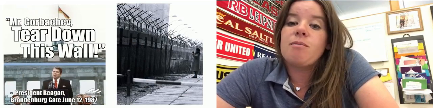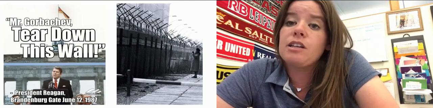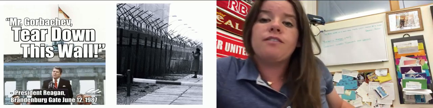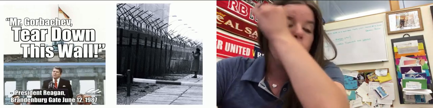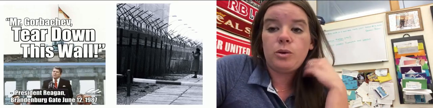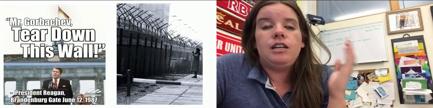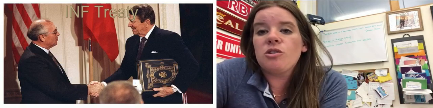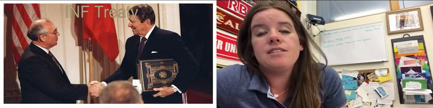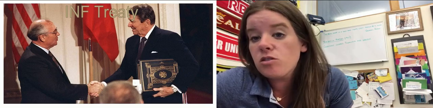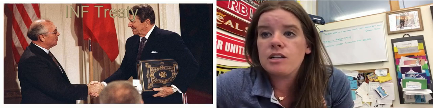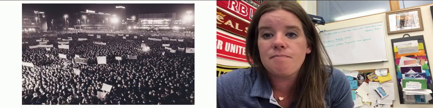Now, this is where you get the famous thing with Ronald Reagan. Ronald Reagan's going to go to the Berlin Wall. He's going to make this famous speech that says, "Mr. Gorbachev, tear down this wall. We need to end this border between East Berlin and West Berlin." Now, this also contributes to what's known as the INF Treaty, which basically bans intermediate missiles and bombs from being sent from the USSR to America. So again, disarmament during this time.